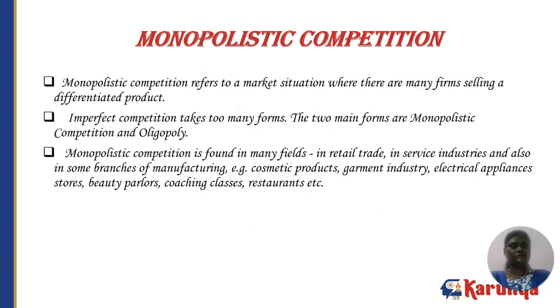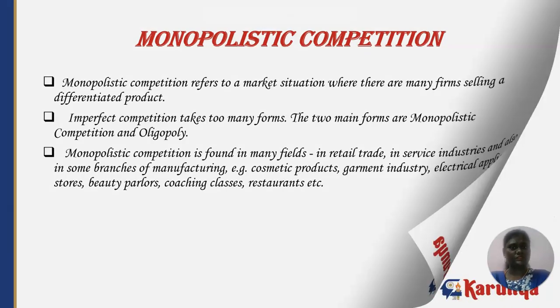Okay, so as you can see, monopolistic competition refers to a market situation where there are many firms selling a differentiated product. So you have many firms, and they'll be selling differentiated products. Imperfect competition takes two main forms: monopolistic competition and oligopoly. Monopolistic competition is found in many fields, for example, in retail trade, in service industries, and in some branches of manufacturing, for example cosmetic products, garment industries, electrical appliances, beauty parlors, coaching classes, restaurants, etc.